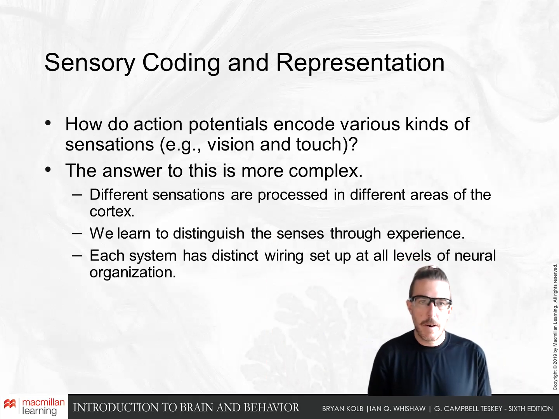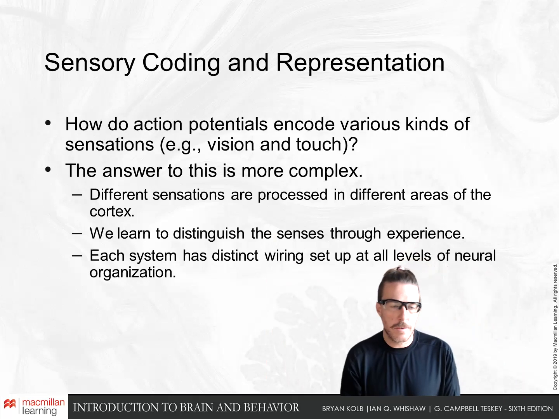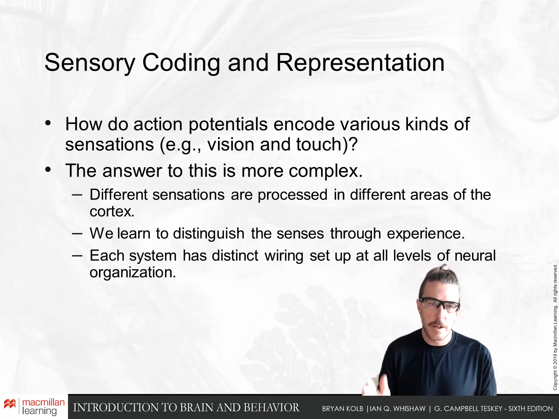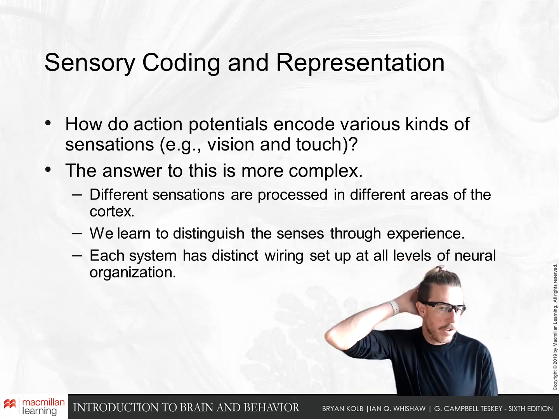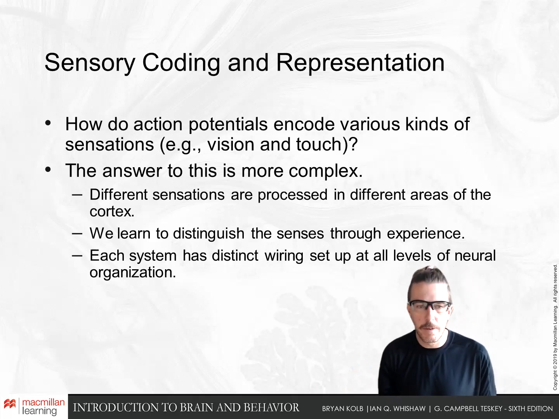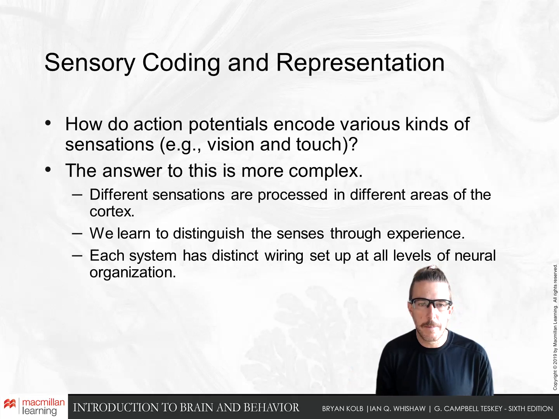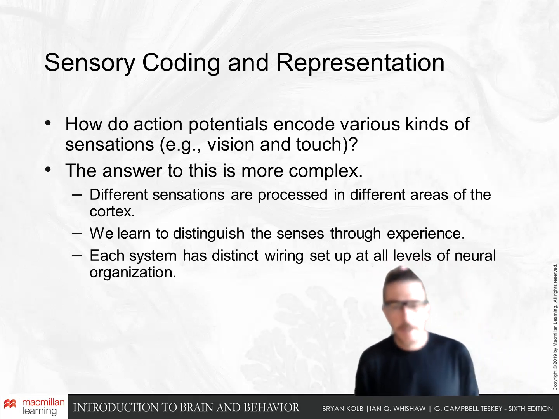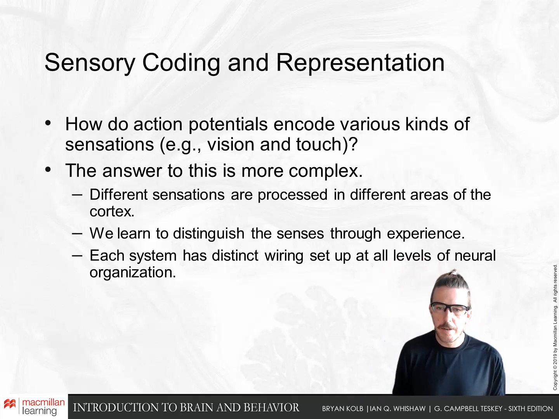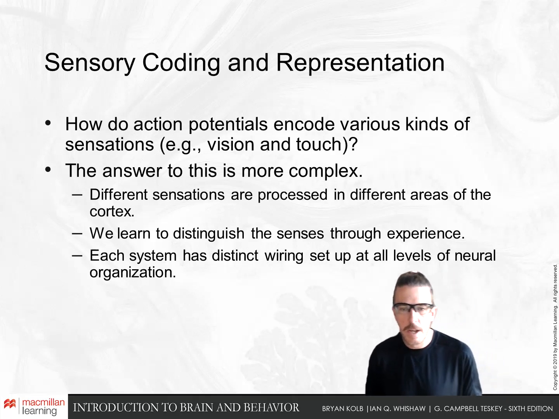So how would these action potentials, however, encode various types of sensations? This is a more complex question because one answer is that different sensations, like our visual and auditory sensations, are encoded in different parts of our brain, our visual at the back and our auditory in the temporal lobe here. And we learn to distinguish the senses through our experience. We hear something over and over again, and we associate that perceptual feeling with the idea of hearing it. And we see something over and over again, and we associate that perception, that subjective feeling, with the idea of seeing it. And further, each of the systems, the visual or auditory system, has distinct wiring, so that there's not just a given set of neurons that's always wired the same way at all levels of our brain, but each of our different brain areas has unique connections between and within areas.